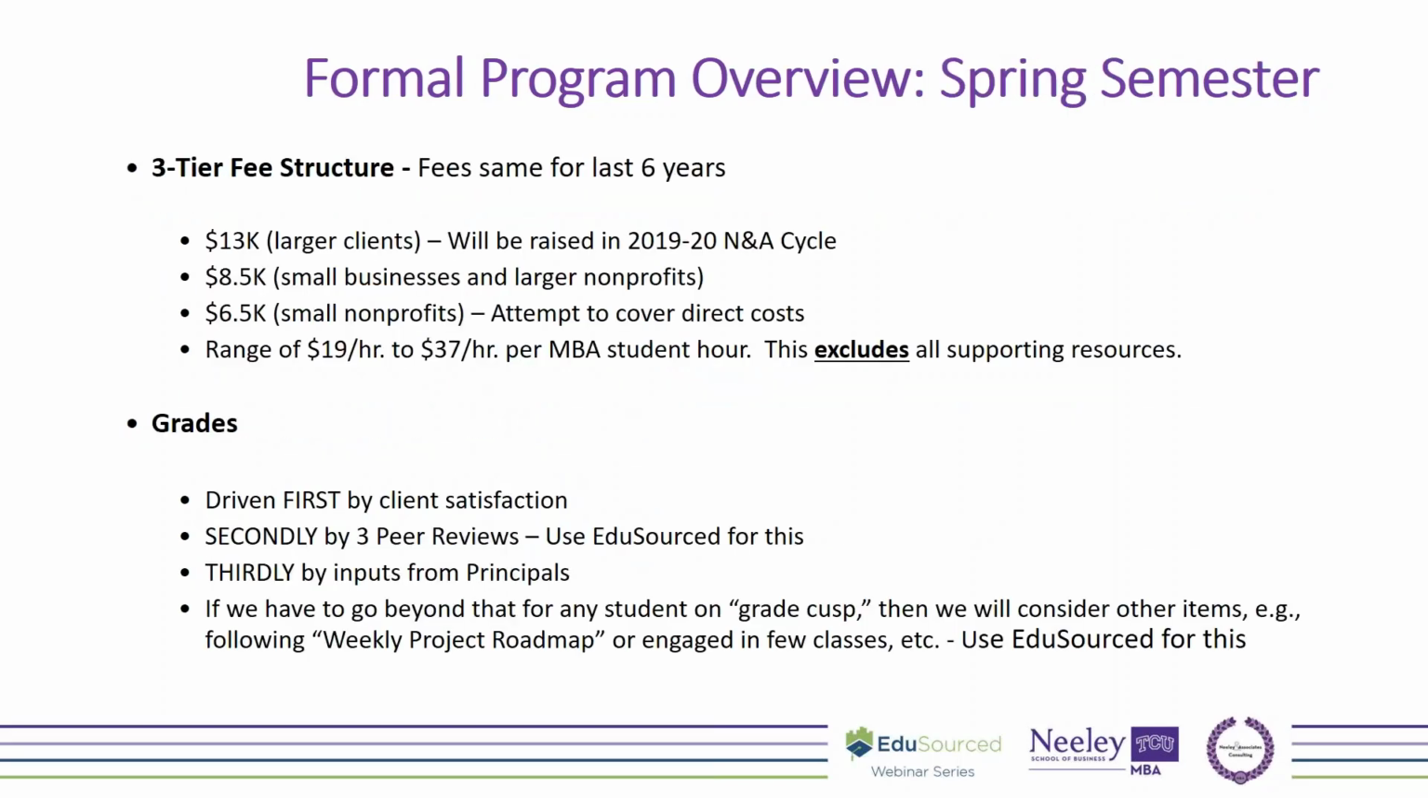Fee structure of the formal spring semester program. I really need to raise the fees. I'm saying it's 6 years, it may be 7, but I have to go back and look. It's $13,000 for larger clients, $8,500 for a small business and larger nonprofits, and $6,500 for a small nonprofit. That's wanting to cover direct costs, which means I pay the principals $5,000 and the faculty member anywhere between $1,200 and $1,500.